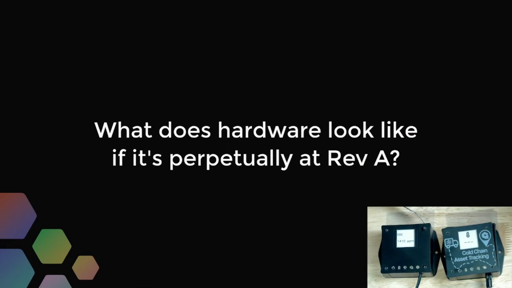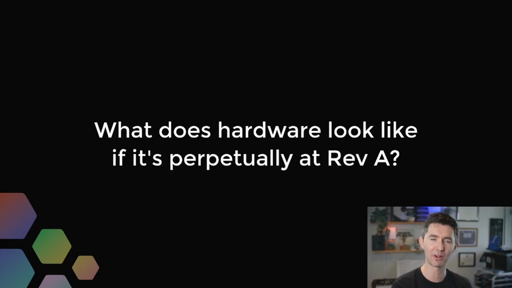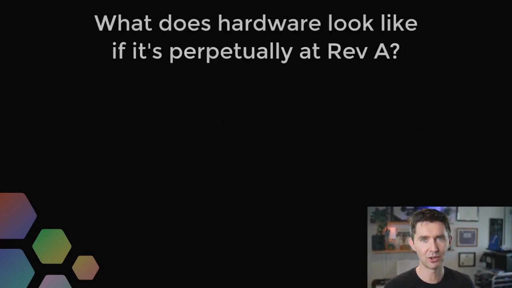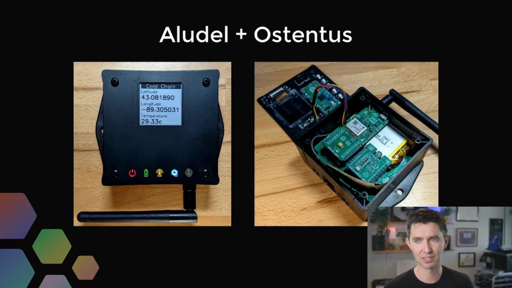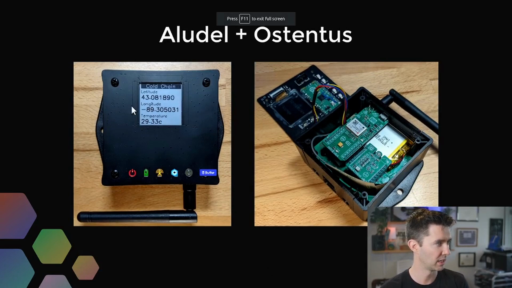So one question I asked is, what does hardware look like if it's perpetually at Rev A? And this is kind of a silly question to ask, because most people aren't at Rev A perpetually, but I often am, and I'll talk about that a little bit more here. And so I think it looks like this, right? So this is the Aludel, which is kind of the baseboard, and then the Ostentus is that top cover, that PCB faceplate here is called the Ostentus.